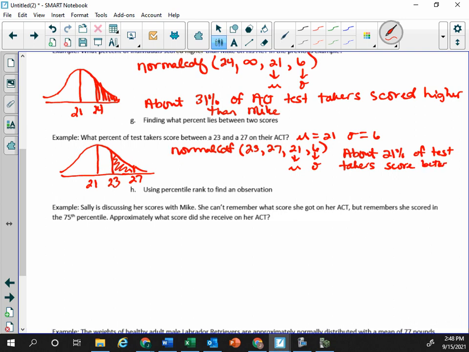So they scored between 23 and 27 on ACT. And do you guys see how I'm answering all of these with context? Like I don't just write 21% and that's it. Like, tell me what's happening. Get in the habit of writing that with the context, okay?